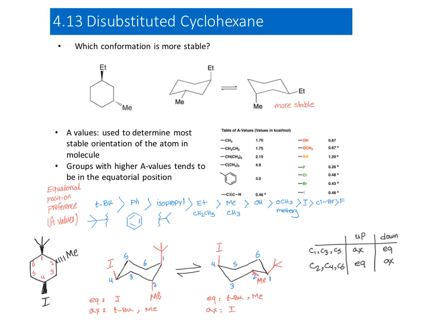So if you look at the A values, which one is preferred to be in the equatorial? Obviously, tertiary butyl, and after that methyl, and then iodine. So we prefer to have tertiary butyl and methyl in the equatorial position rather than iodine in the equatorial position. Therefore, the second structure would be more stable because the tertiary butyl and methyl, both of them are in the equatorial position according to the equatorial position preference order.